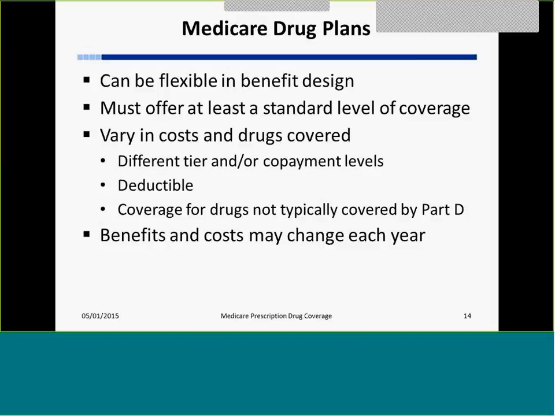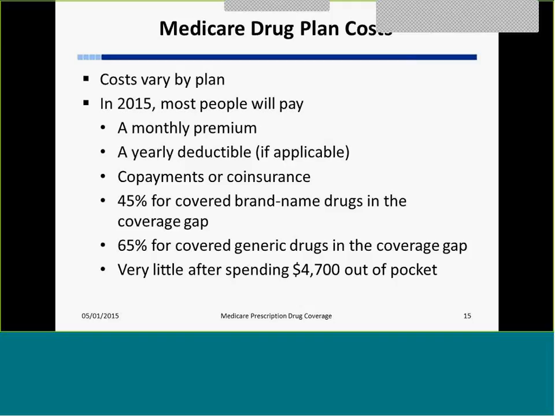The drug coverage can be flexible, and that's why you see all these different plans with different levels of copays and different deductibles amongst the different carriers. So they can do all kinds of different stuff if they want. There is a minimum standard, so they have to at least offer the standard level, and we'll take a look at that.